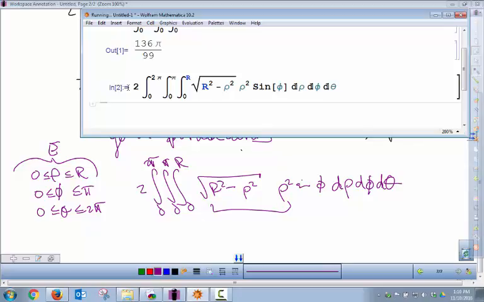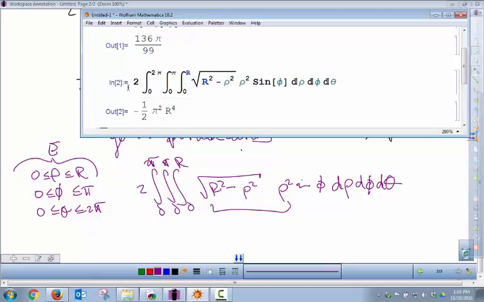So when we run it, we'll get a formula for the hypervolume of a 4-dimensional sphere of radius r.